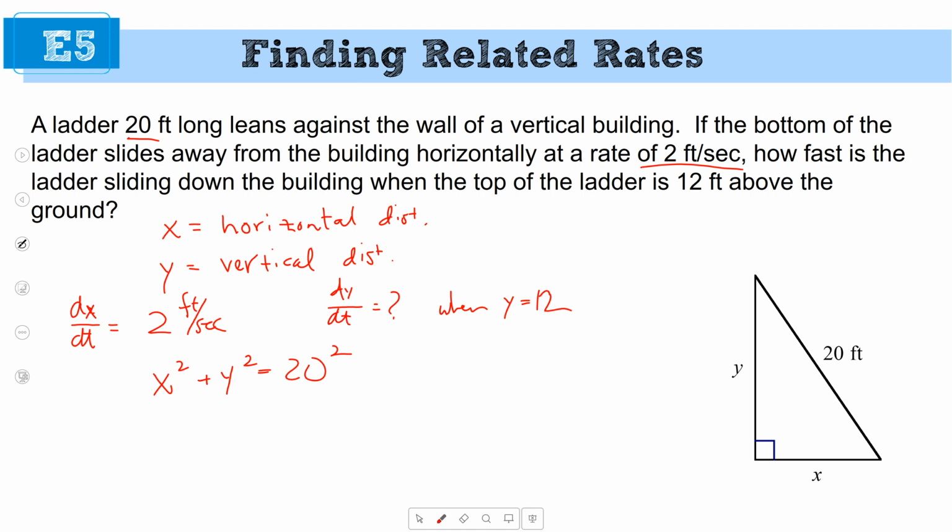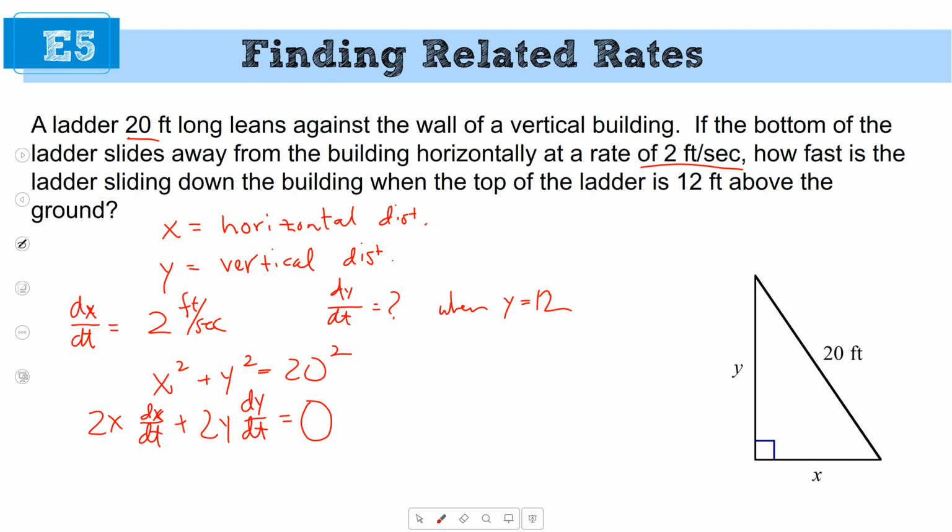What are we on, 5? Yeah, take the derivative. What's the derivative of x squared? 2x dx dt. Well done. What's the derivative of y squared? 2y dy dt. Well done. And last but not least, what's the derivative of 20 squared? 0. Good. Doesn't matter how long the ladder is.